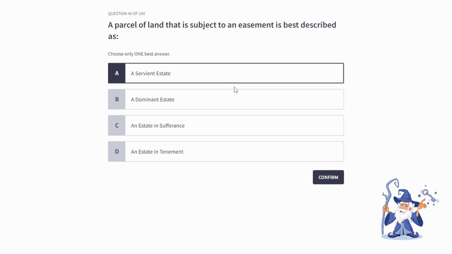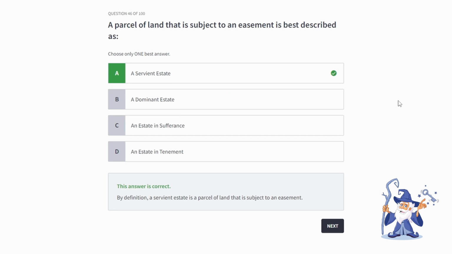Well, it's going to be a servient estate. By definition, a servient estate is a parcel of land that is subject to an easement. So the $1,000,000 way to remember the servient versus dominant estate is that a servient estate serves the dominant estate. Essentially, because they serve, they're subject to an easement. Does that make sense? That's the way I remember it in my mind, and I know a lot of students do as well. So maybe that'll help.